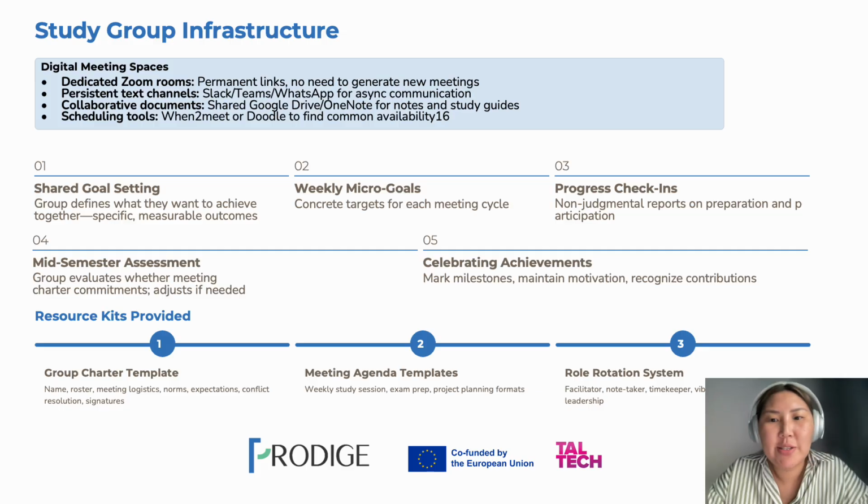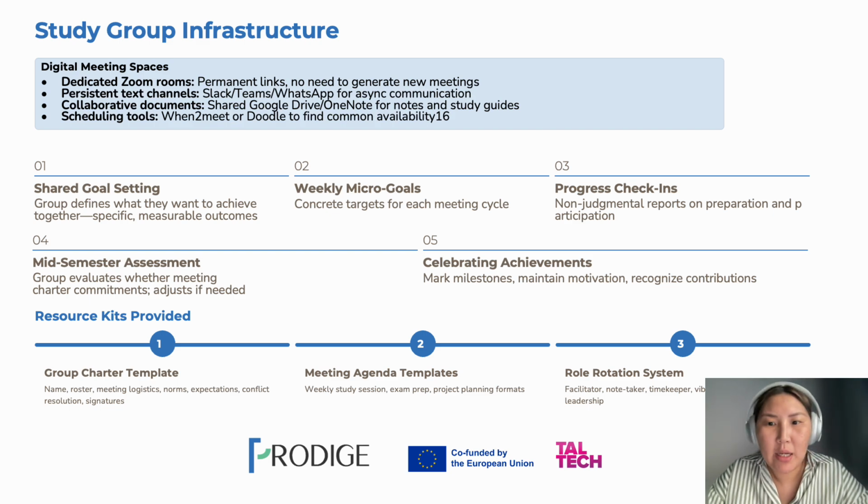Now let's talk about the infrastructure study groups need. First, digital meeting spaces. So provide dedicated Zoom rooms with permanent links, so no need to generate the meetings every time. You can also set up persistent text channels in Slack, Teams, or WhatsApp for asynchronous communication. You can give access to collaborative documents through shared Google Drive or OneNote for notes and study guides. You can provide some scheduling tools like When2meet or Doodle to find common availability.